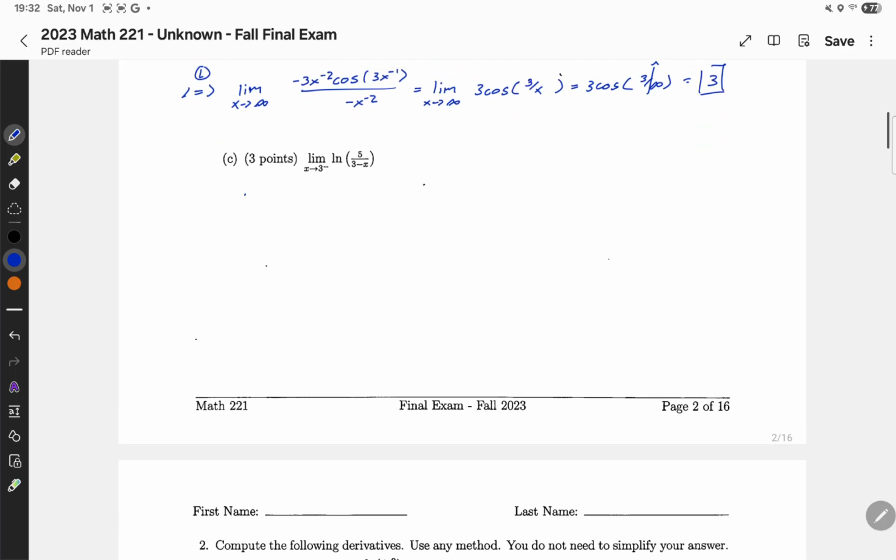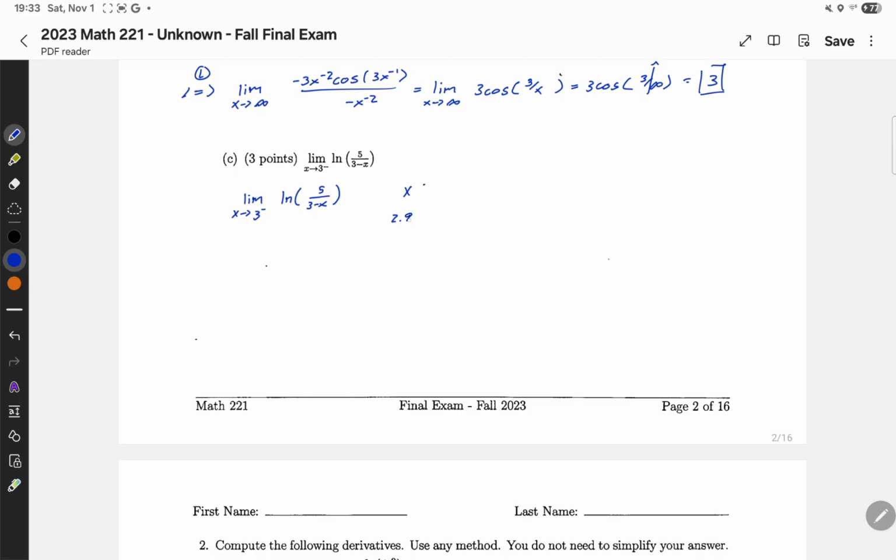So this one's going to be a little bit different. We have the limit as x approaches 3, but from the negative side, of the natural log of 5 over 3 minus x. Because this limit is a one-sided limit, the way we're going to do it is by just writing a table. We're going to start by looking at our x values. Because we're approaching 3 from the negative side, that's going to be as we go like 2, 2.5, 2.9, 2.99. And so let's just write out some of those values.